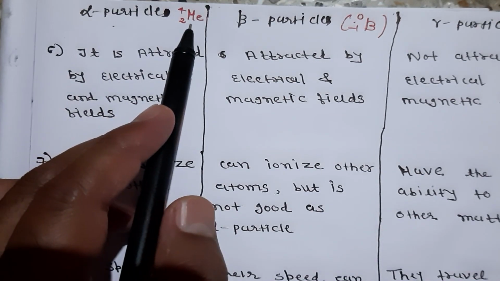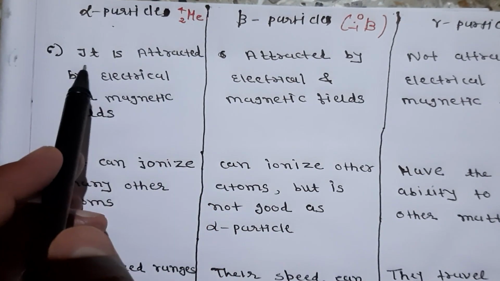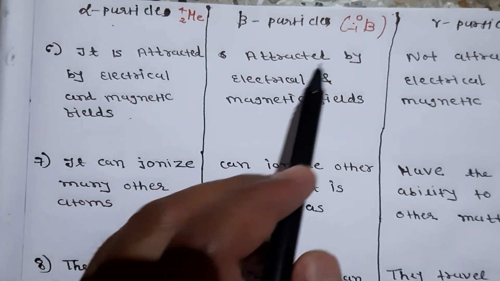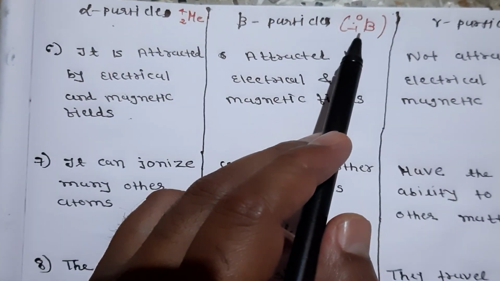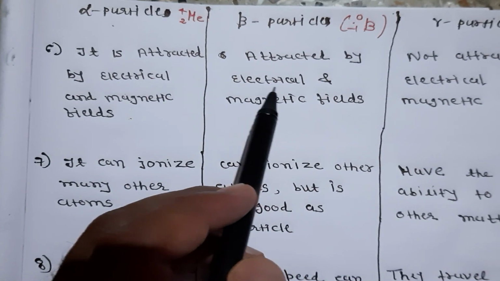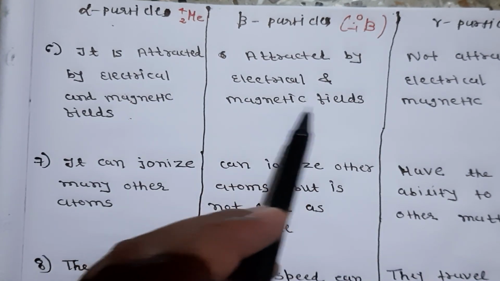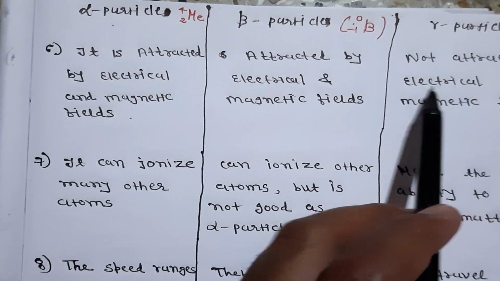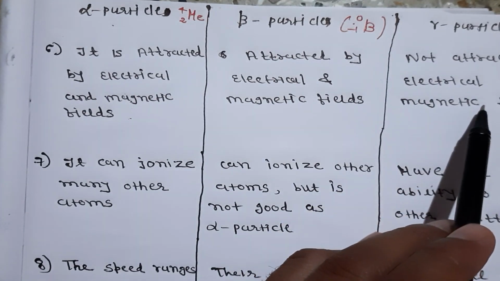Alpha particle has a positive charge because of 2 protons, so it can be attracted by electric and magnetic fields. And beta particle has a -1 charge, so it is also attracted by electric and magnetic fields. Whereas gamma particle has no charge, so it cannot be attracted by electric and magnetic fields.